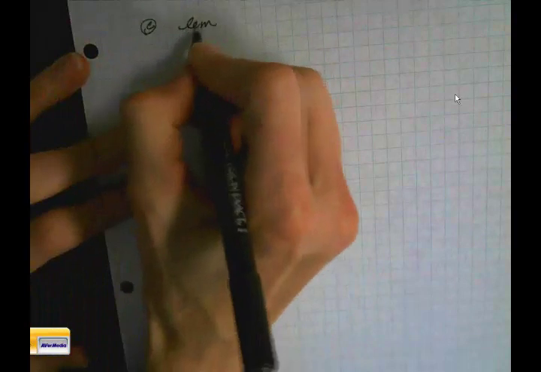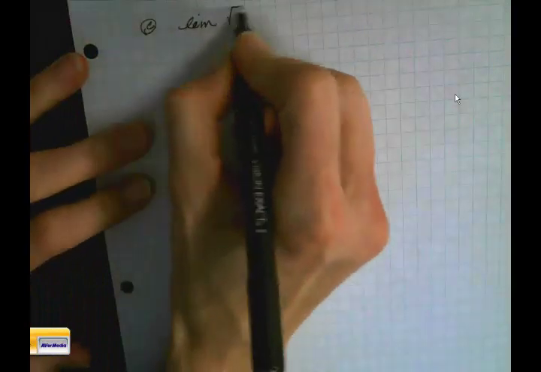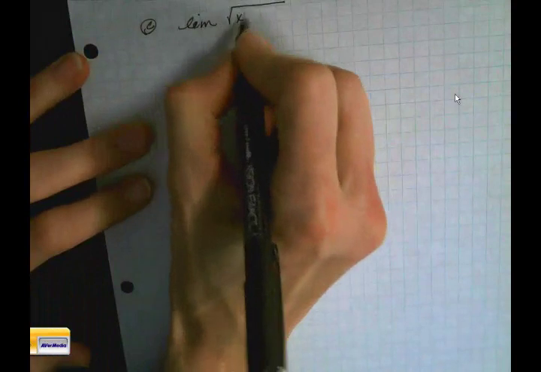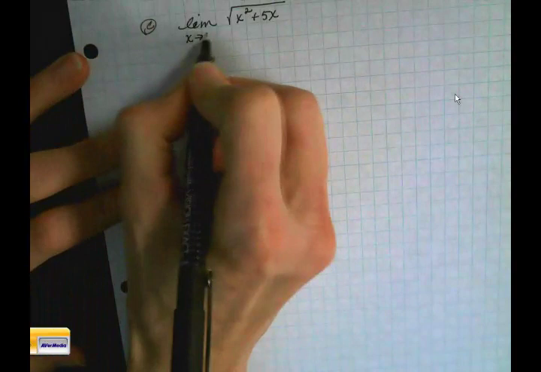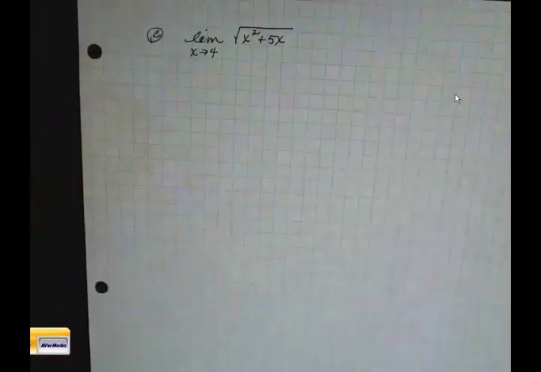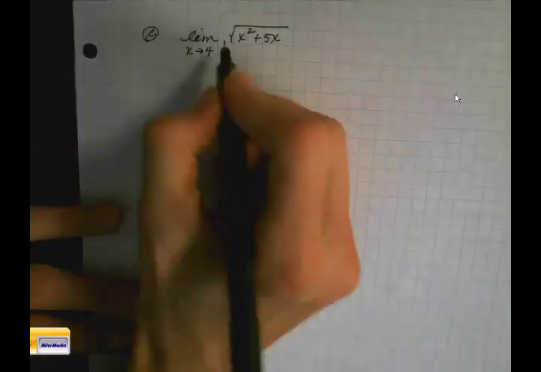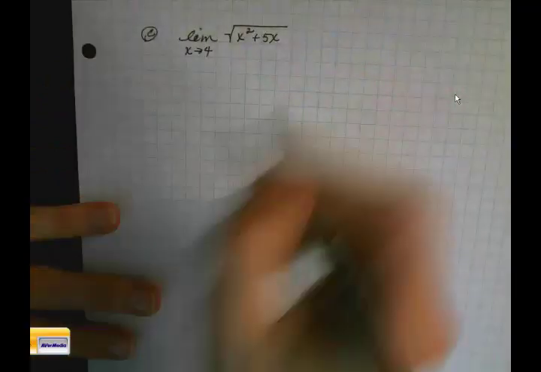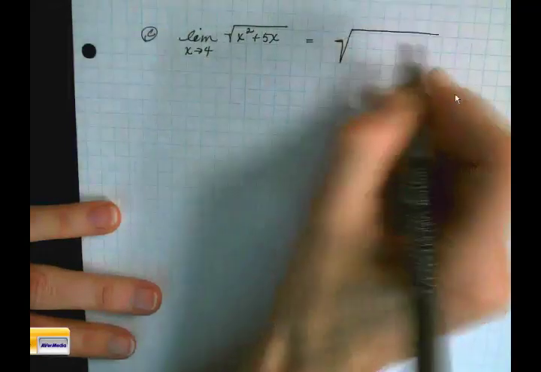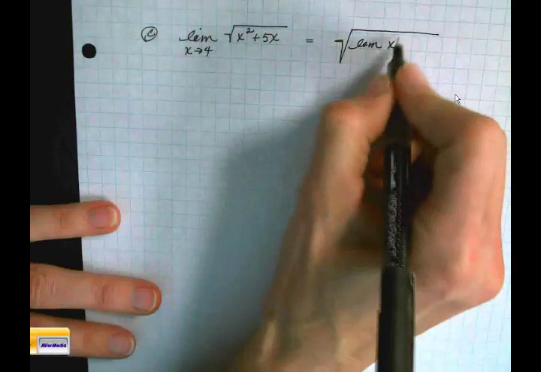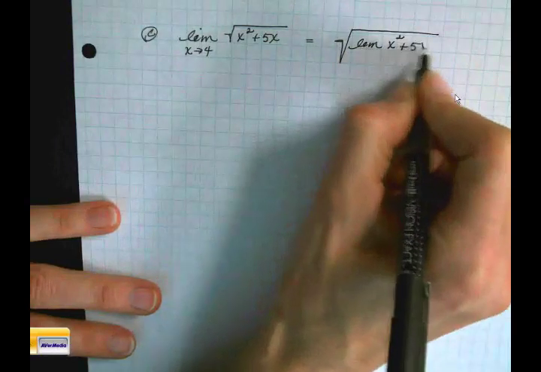Okay. So I want you to use the limit laws to evaluate the limit of the square root of x squared plus 5x as x is approaching 4. So you're going to use the root, the limit root law, to apply this. And I guess I could give you the first step since I've not done an example. This is the same thing as the square root of the limit of x squared plus 5x. Now see if you can take it all the way to the answer.